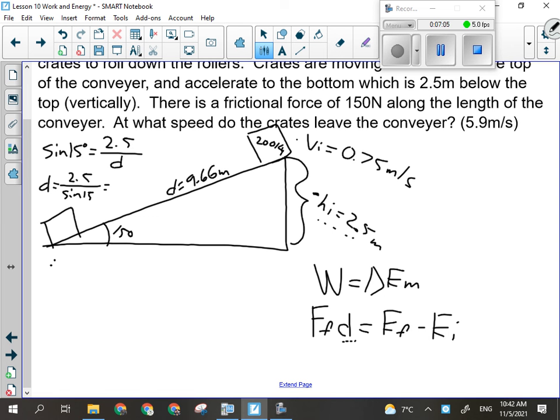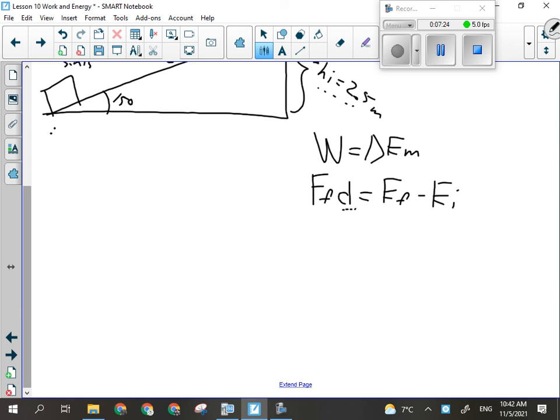Okay, so now I've got D, right? So I can calculate the work already, can't I? I know the force of friction and I know the distance, so I can figure out how much energy is going to be lost from the top to the bottom. I don't really need that yet, but I can do it. Okay? So the next thing now is this part. The question wants to know how fast the box is going at the bottom of the ramp. Okay, so now I've got to work on the change in energy part because that's where I'll get that from.